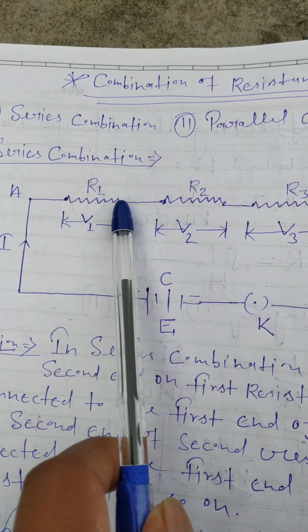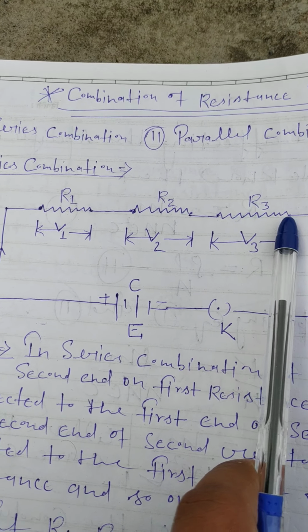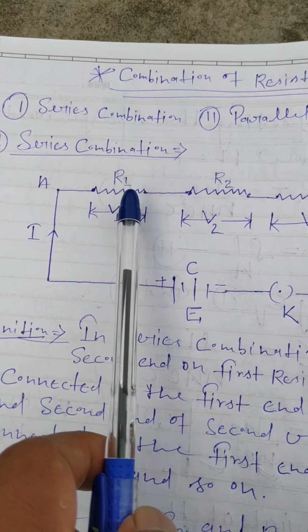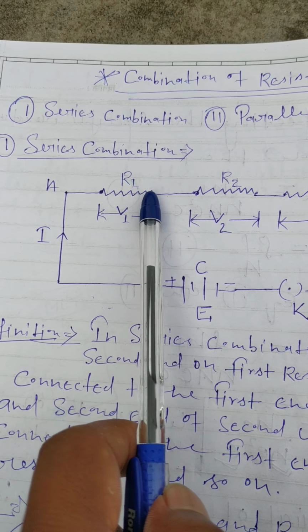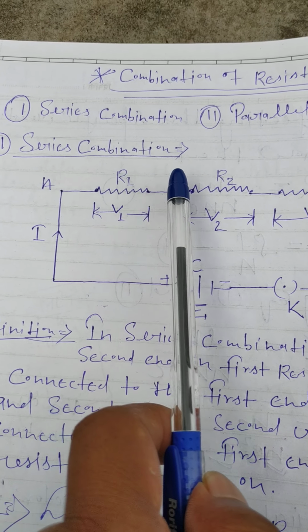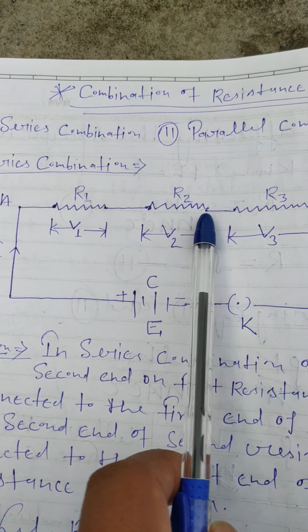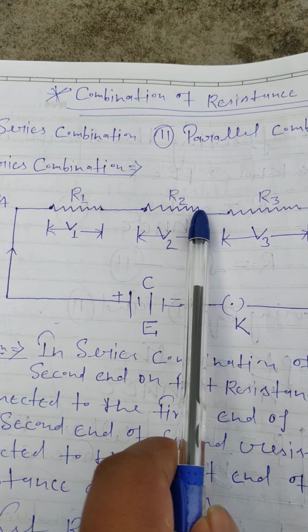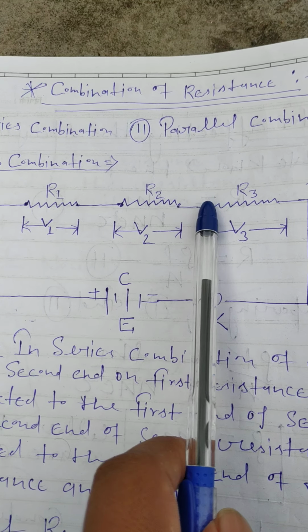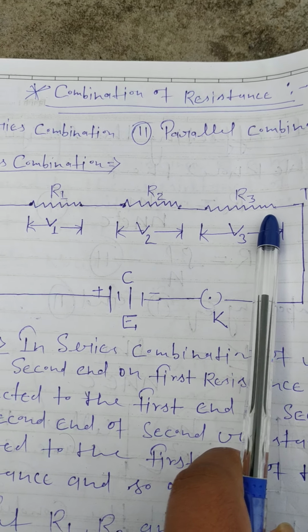First end, second end. First end, second end. First end point and second end point. Second end of first resistance is connected to the first end of second resistance, and second end of second resistance is connected to the first end of third resistance, and so on.